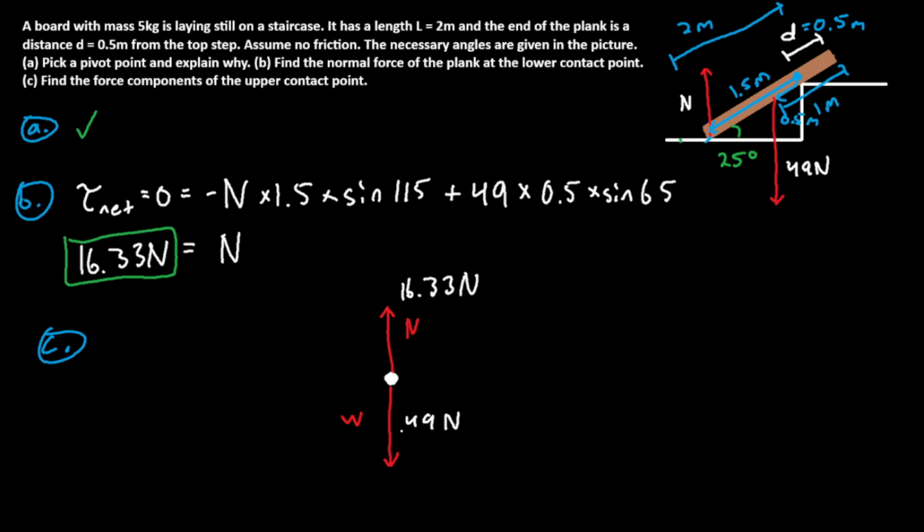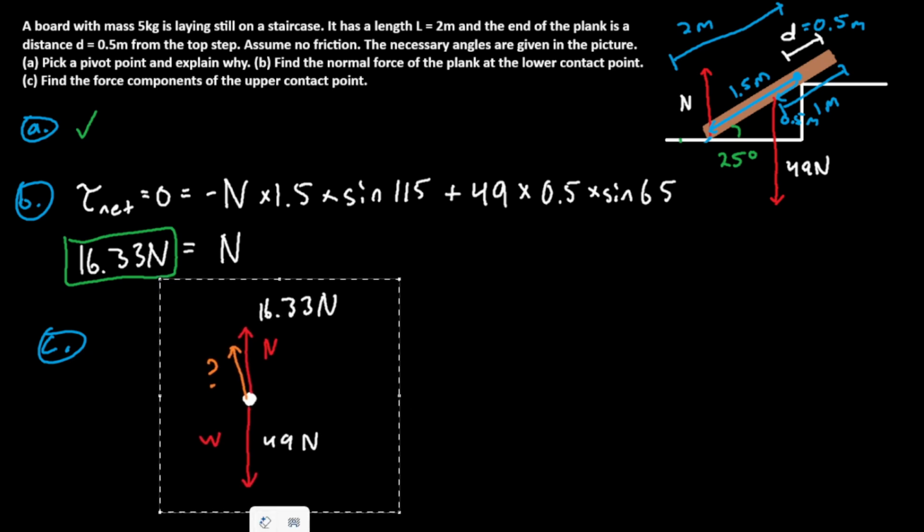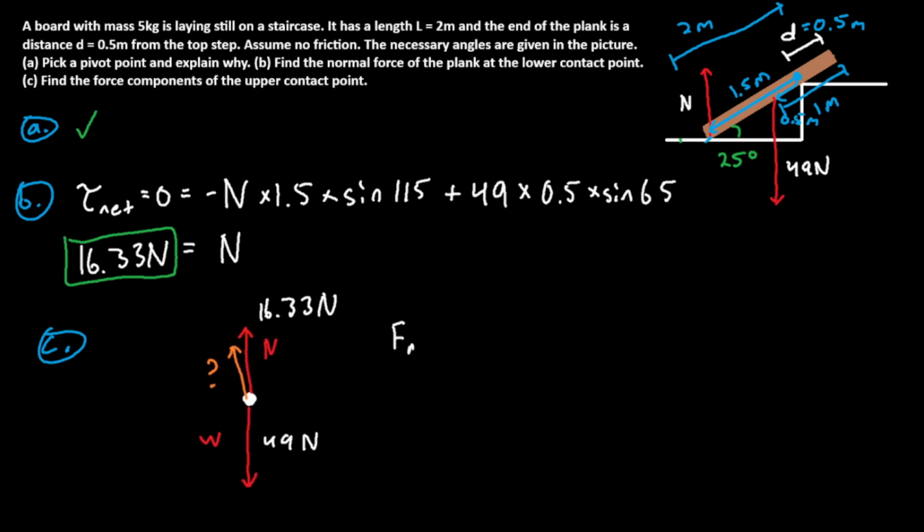But now that we have these two forces, we still have an unknown force at this corner. So let's draw it with a question mark. We don't know where it's going right now. But we do know that the net force equations are equal to 0. In this specific case, we only have forces going in the y direction: the normal force and the weight force.